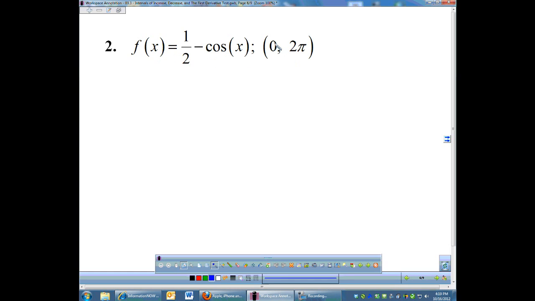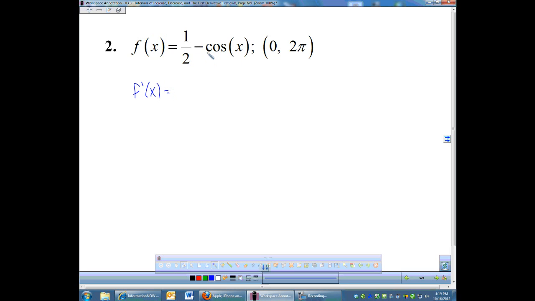Okay, here's a trig one. I gave you an interval on this one because the graph of cosine x has an infinite number of max and mins, so I gave you an interval to cut off your answers there. So, let's see, 1/2 minus all that stuff. Ooh, that's a weird interval for this problem. Interesting. All right.